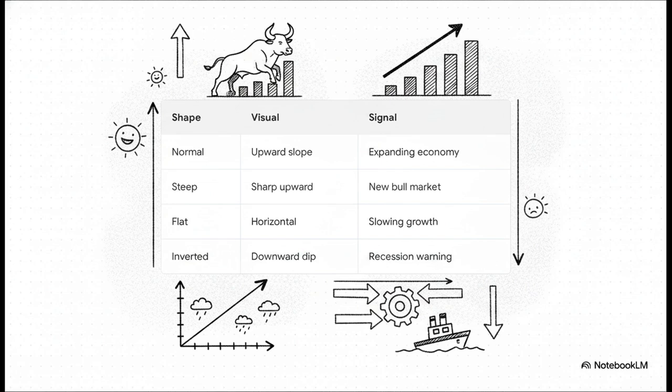Then, things get a little tricky with the flat curve. Here, short and long-term yields are roughly the same. This one signals slowing economic growth. It's like a transition zone with a really high probability of trouble ahead. And finally, we hit the rarest and absolutely most alarming shape, the inverted curve, where the line actually dips downward.